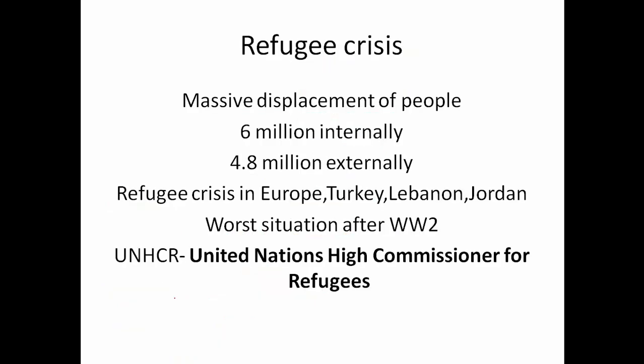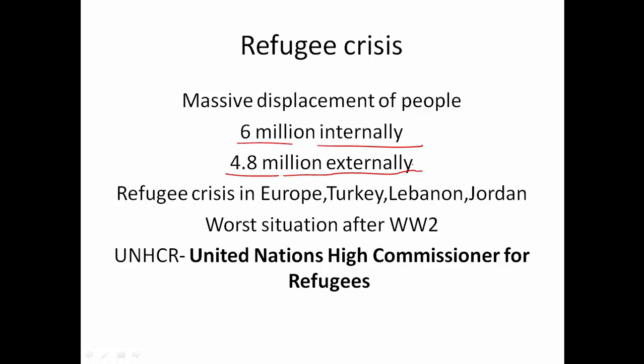Then we have the refugee crisis. Due to this ongoing civil war, there has been a massive displacement of people. 6 million, 60 lakhs, have been displaced internally. They have to leave their homes, and mostly people have gone from small towns and villages to the bigger cities like Damascus and Homs. But even there, the civil war is going on. So there are a large number of refugee camps all over Syria. Then there have been 4.8 million externally displaced. That means almost 50 lakh people have left Syria and gone to other countries.